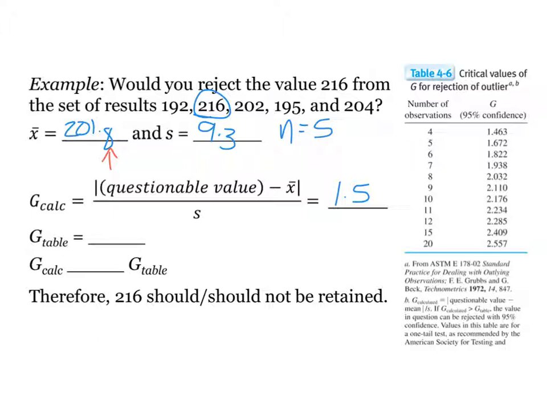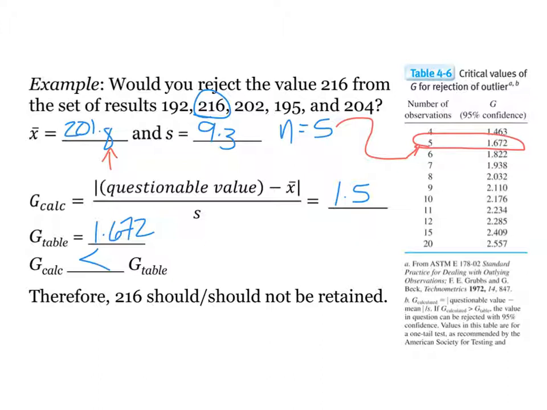For 5 measurements, what value of G table should we use? All right, for 5 measurements, we're not going to take a loss on our degrees of freedom, so we see our G table is 1.672. What does this tell us about the relationship between G calc and G table? We see that G calc is less than G table.